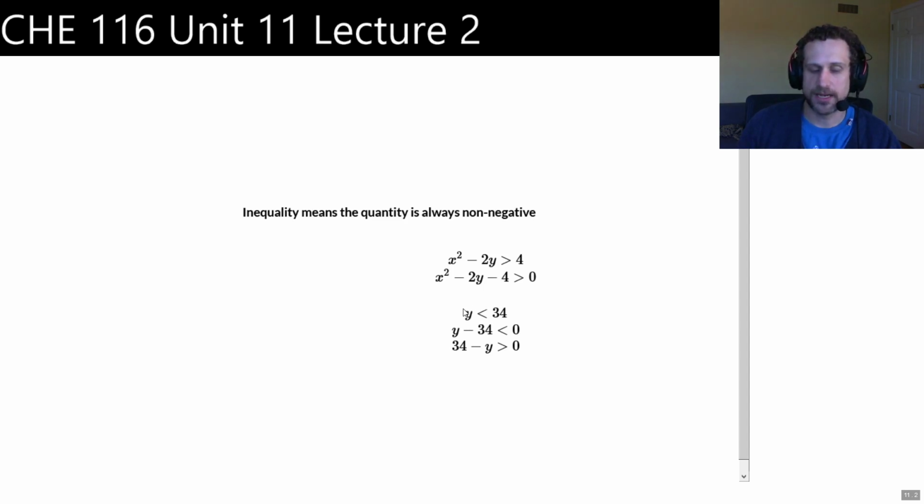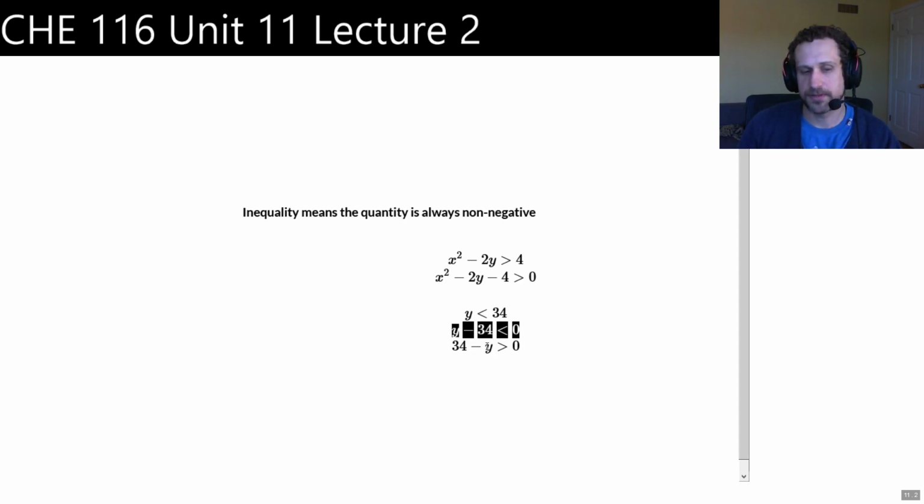And then this is just reminding you of a little trick: if your inequality points the wrong way, like here I have y has to be less than 34, then you think, okay, I'll just move 34 over to that side. So y minus 34 has to be less than 0. Notice that my inequality now is strictly negative.